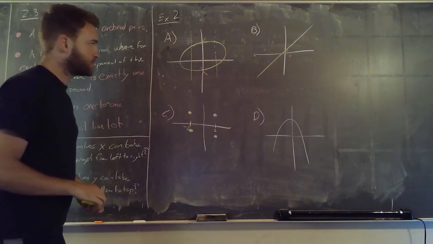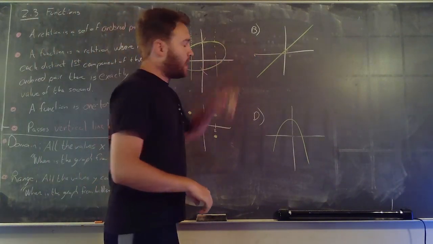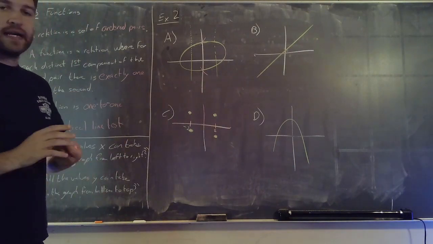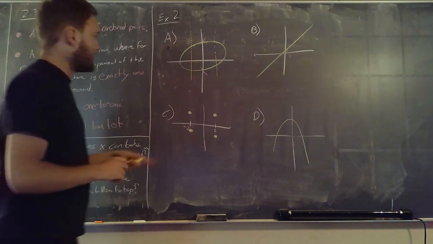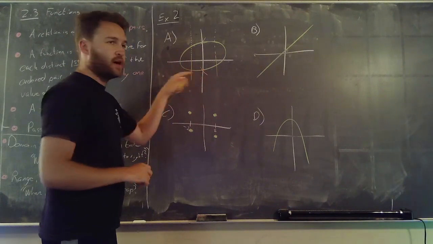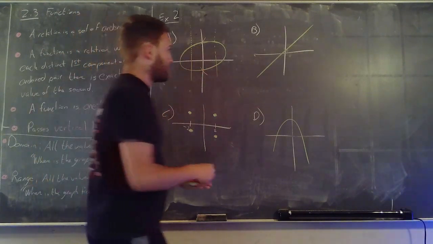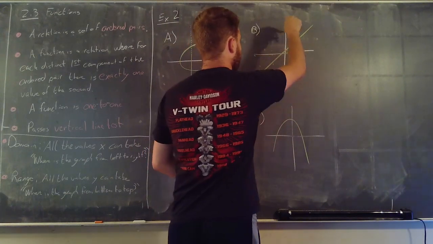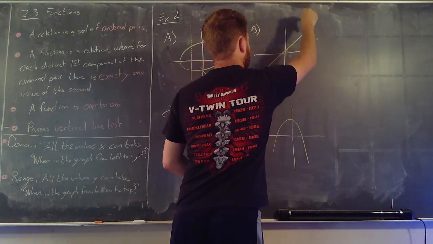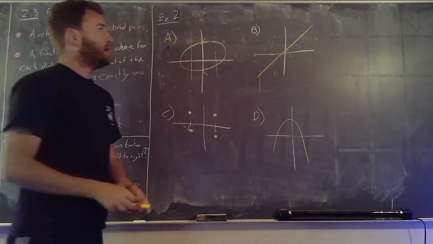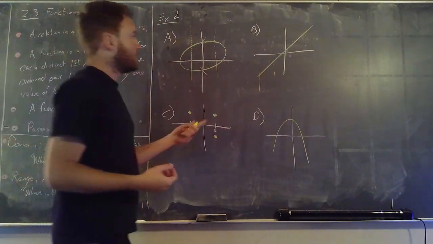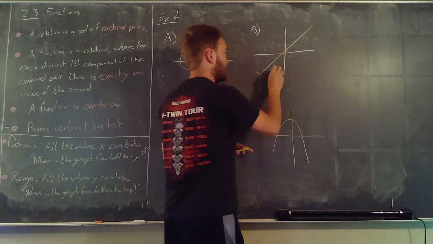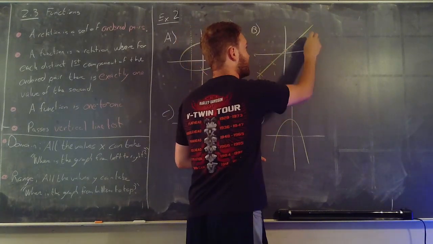On B, you will notice that no matter what vertical line I draw, I'm not going to be able to get the green line to cross in more than one place. So if I were to draw a vertical line here, and a vertical line here, and a vertical line here, and a vertical line here, this green line will only ever cross it in exactly one place. That's here, that's here, that's here, that's here, and that's here.